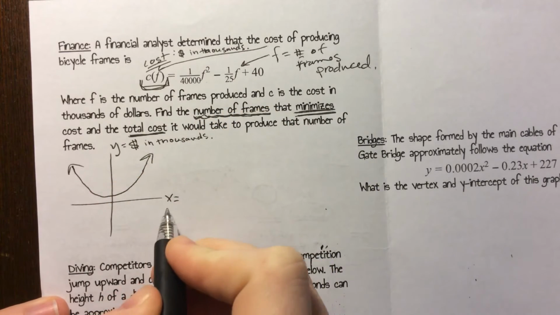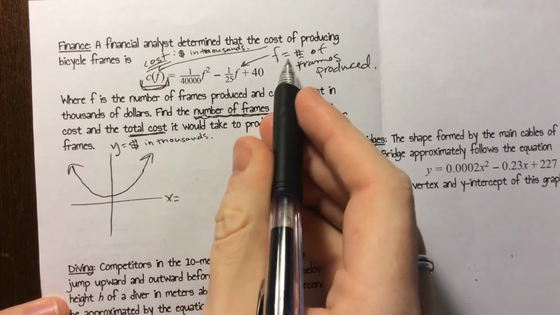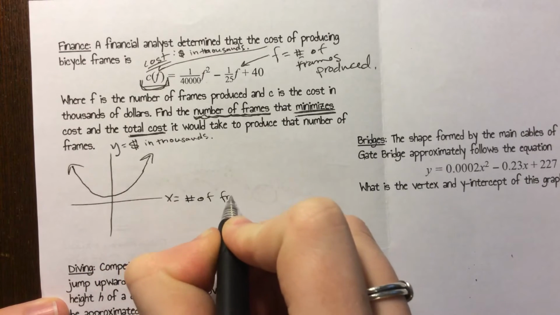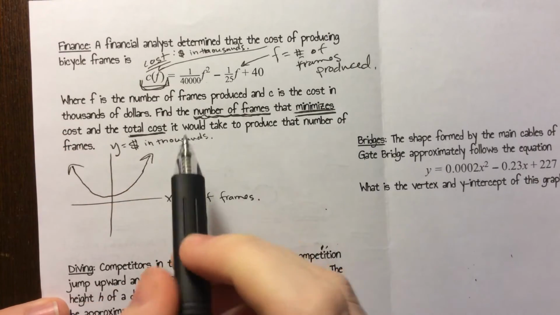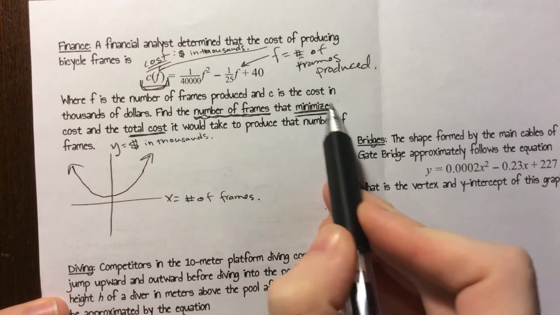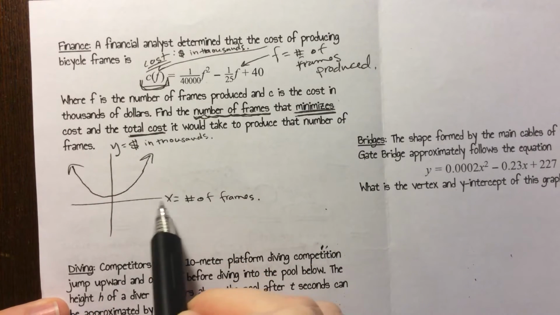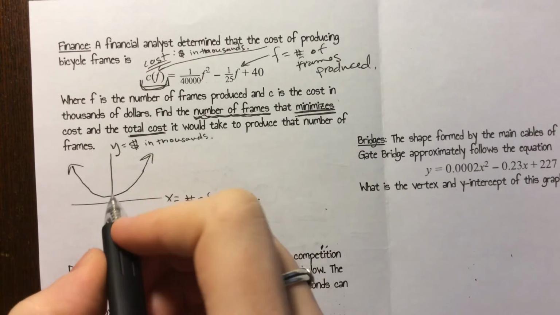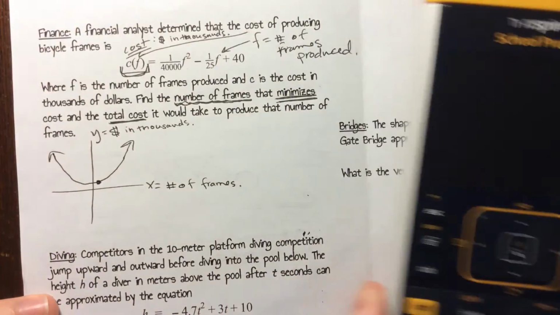What did our x value represent? What do we plug in for x? That was our f. F was the number of frames. Okay. The next thing you want to decide, what are we looking at on our graph? Well, if we're trying to find the number of frames that minimizes the cost, we're looking at how many frames we can get to minimize the cost. That's going to be our lowest point on our graph, okay? We don't know exactly where that is.